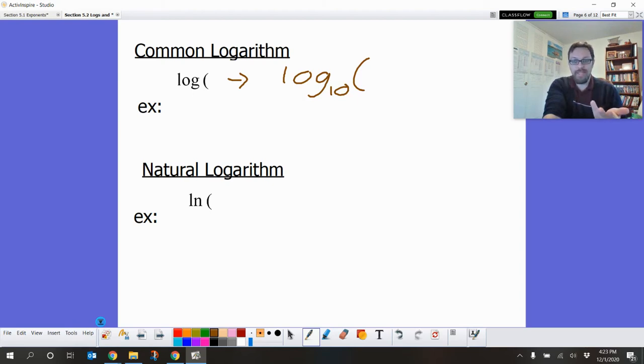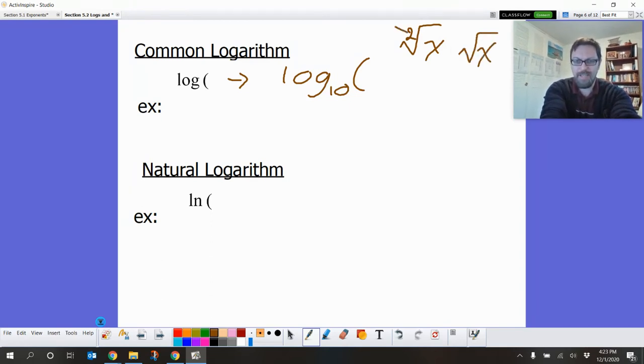It's inappropriate. It's like writing a square root and you put the 2 in there. Nobody does that and it looks wrong. So don't put the 10 there, just like you wouldn't put a 2 into a square root. You wouldn't write the square root of x like that. That looks wrong. That's not the square root of x. That's the square root of x. That's wrong. So this is good and this is wrong.